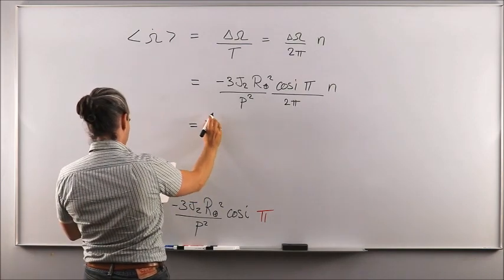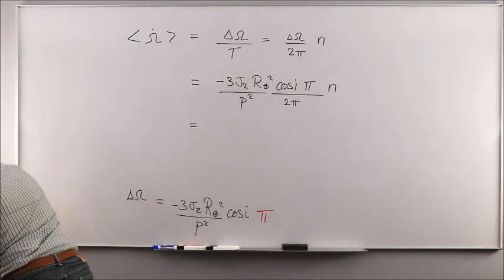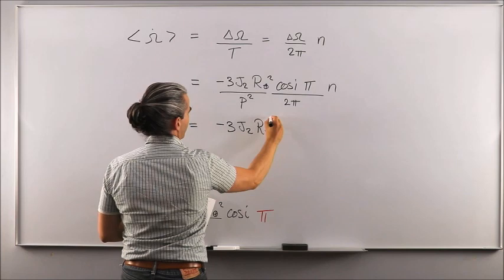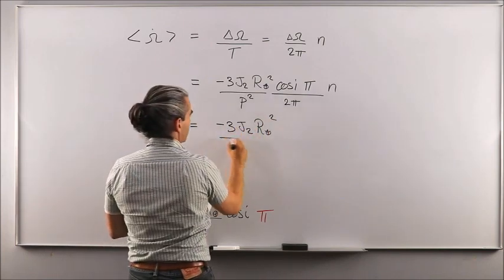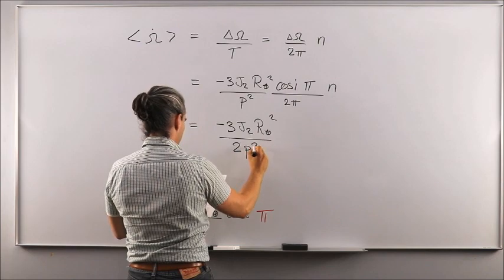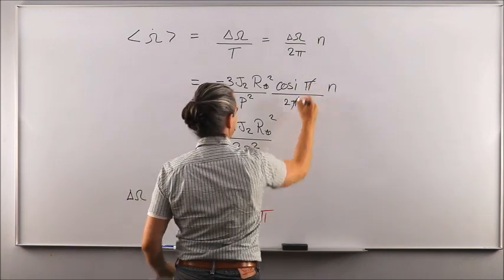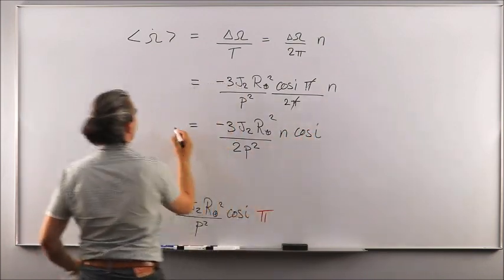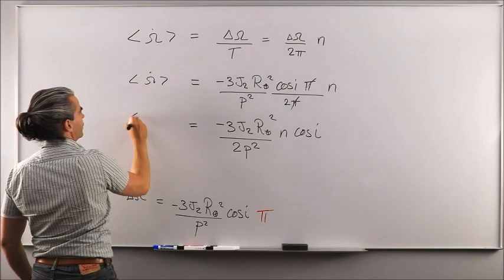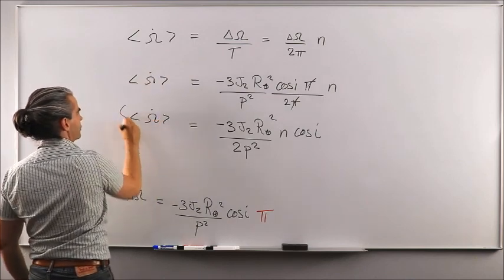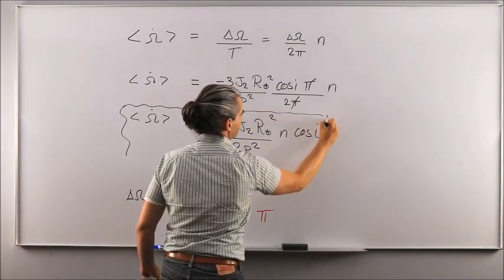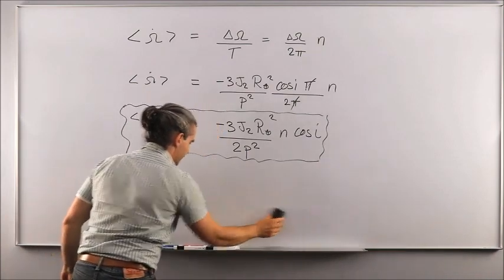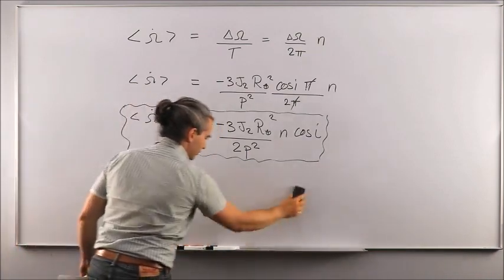I'm going to be left with minus 3 J2 R Earth squared over 2 p squared, n and cosine of the inclination. Here we go: average rate of change in RAAN due to J2. Okay? This is one of the effects caused by J2.